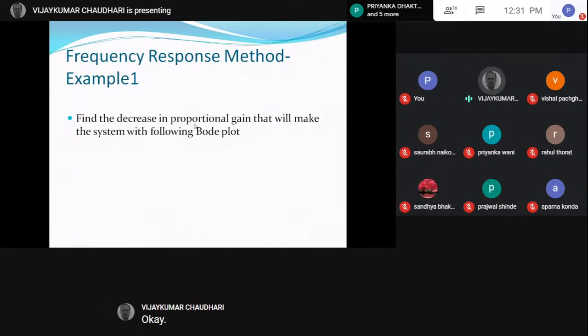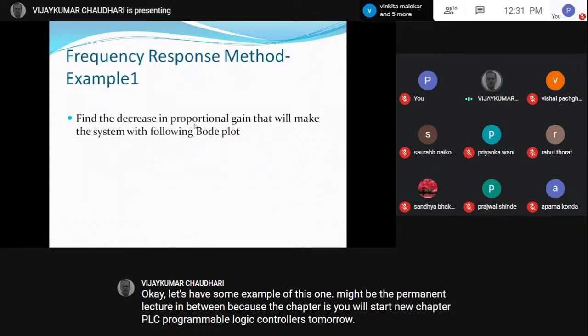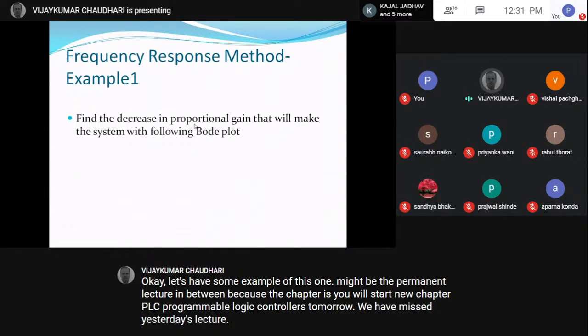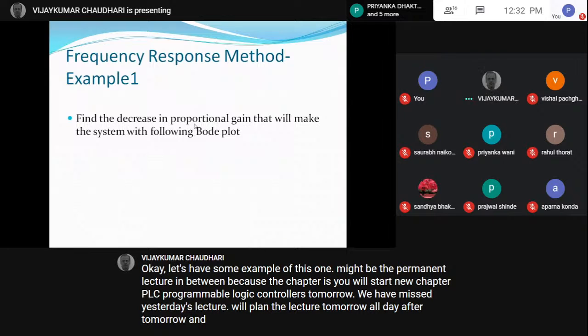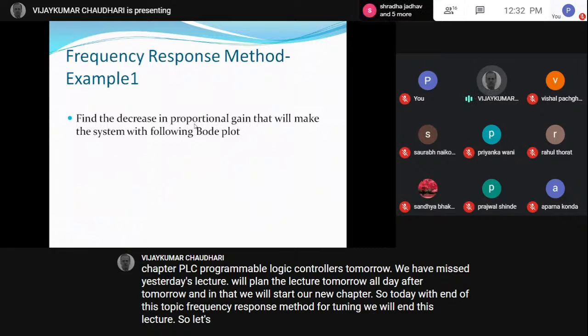Okay, let's have some example on this one. I'll terminate the lecture in between because the chapter ends. We will start the new chapter, PLC, Programmable Logic Controllers, tomorrow. Rather, we have missed yesterday's lecture, so we'll plan the lecture tomorrow or the day after tomorrow, and in that we will start our new chapter. So today, with the end of this topic, frequency response method for tuning, we will end this lecture. So let's have some example.